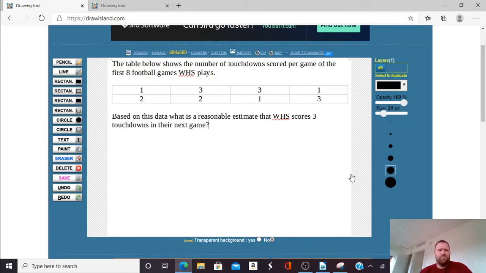This question starts off with stating that the table below shows the number of touchdowns scored per game of the first 8 football games Windham High School plays. So you see the first game they scored 1, the second game they scored 3 touchdowns, 1 touchdown, 2 touchdowns, 2 touchdowns, 1 touchdown, and then 3 touchdowns. Okay, so the question reads, based on this data, what is a reasonable estimate that WHS scores 3 touchdowns in their next game?